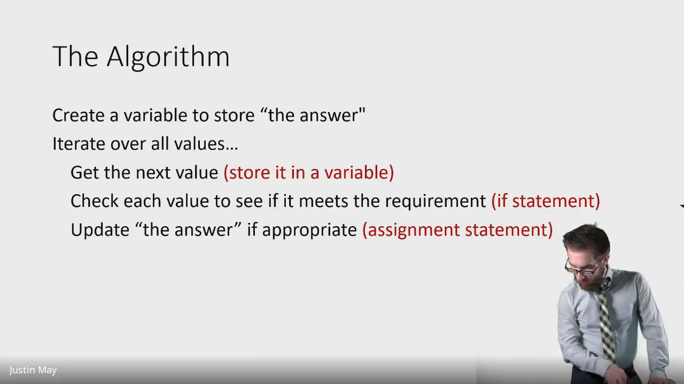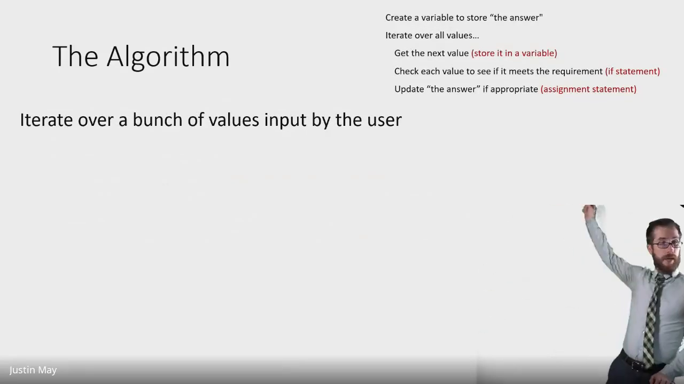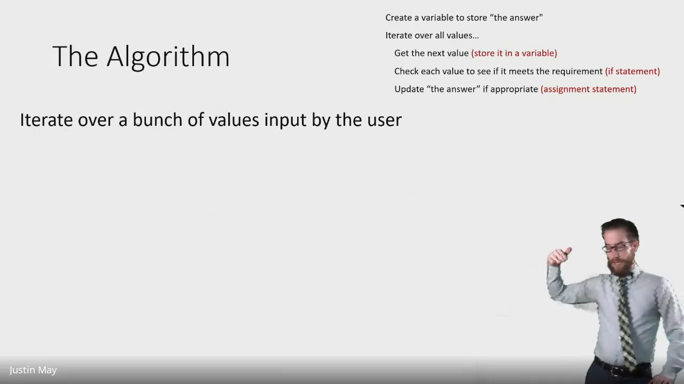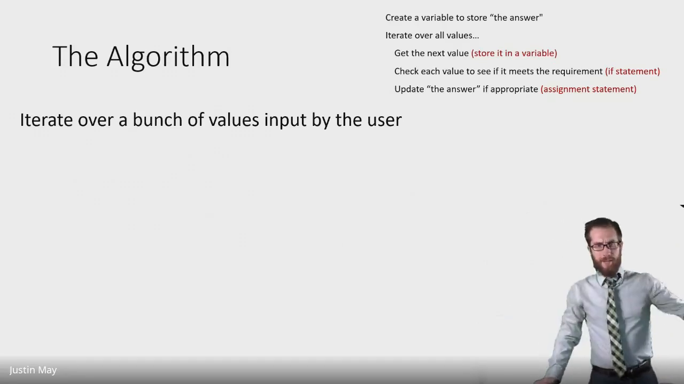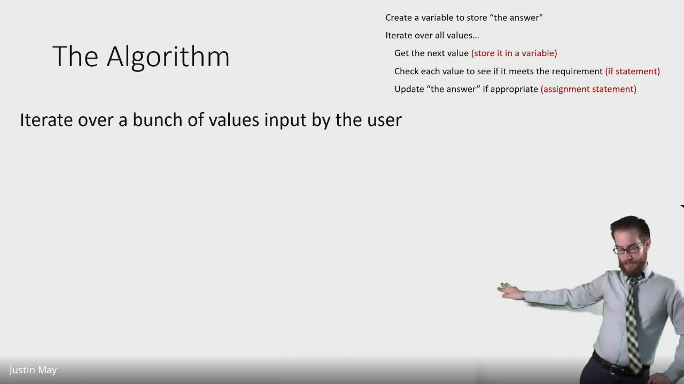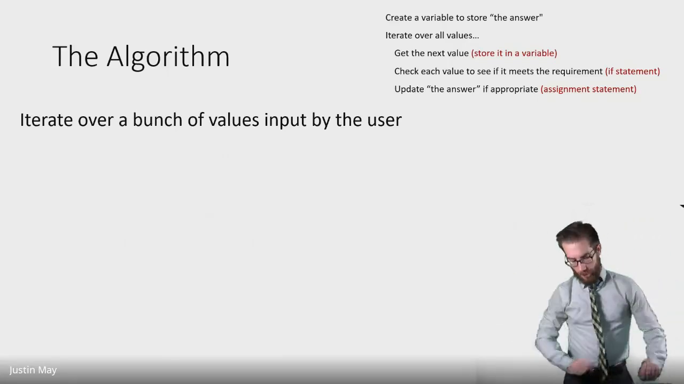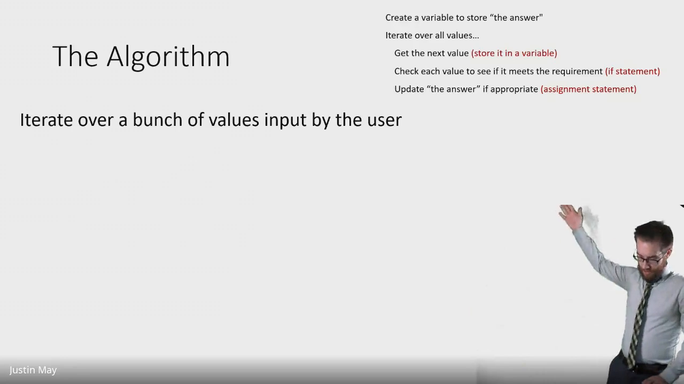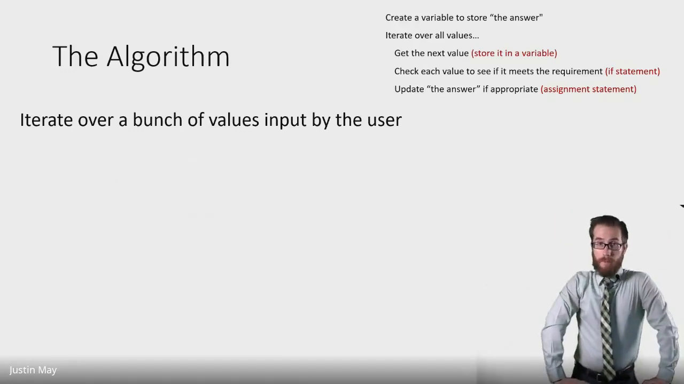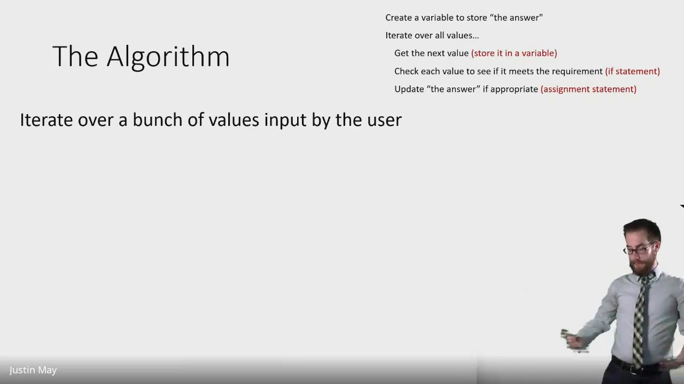And now we're going to walk through this algorithm. You can see it above me. I wrote the same algorithm. And we're going to step through this and translate each line into code, not necessarily in order. You'll see it. It's going to make sense, hopefully, the order we go in. But the first thing we're going to do is iterate over a bunch of values input by the user. So that's the first step of implementing this algorithm.